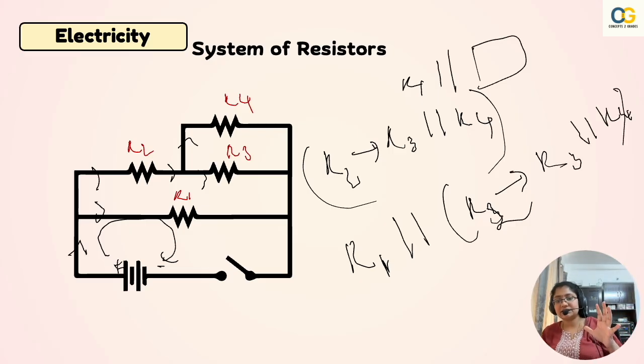This is the easiest way to determine if a system is in series or parallel. Always go with the direction of current. Never ever go with how they are connected. You will go wrong, right? It appears to be parallel, but they could be in series. So always use this: if the current is dividing, they are parallel. If the current is not dividing, they are in series.